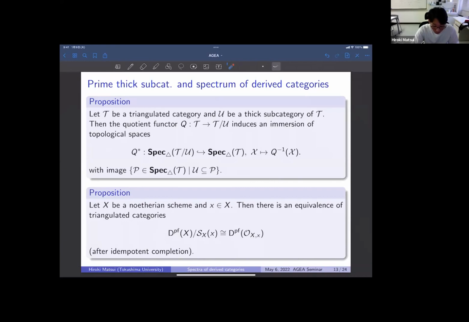The image of this map is this subspace of the triangular spectrum of T, consisting of prime thick subcategories P which contain U. So this map Q star induces a homeomorphism between this topological space and this topological space.